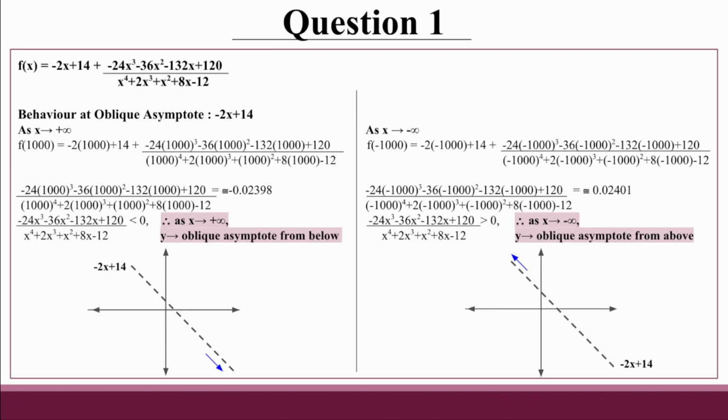To determine the graph behavior as x approaches negative infinity, I substituted negative 1000 into the same equation. When x is negative 1000, the remainder part of the equation is greater than 0. Since this value is greater than 0, we are adding to negative 2x plus 14, which means f of x will be greater than negative 2x plus 14. Therefore, as x approaches negative infinity, y approaches the oblique asymptote from above.